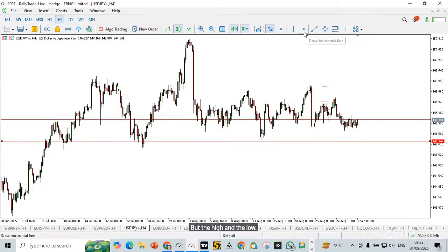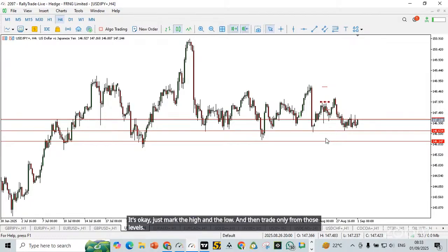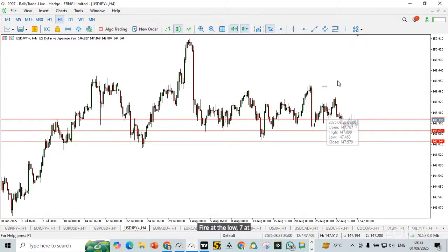So you might find several levels of high or low. It's okay. Just mark the high and the low, and then trade only from those levels. Buy at the low, sell at the high. Once you see a consolidating market, that is the most comfortable way to trade it.